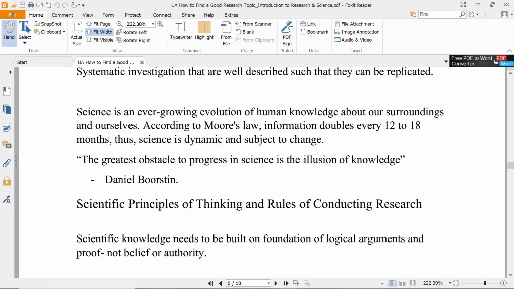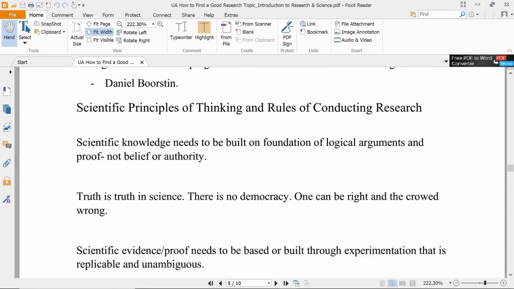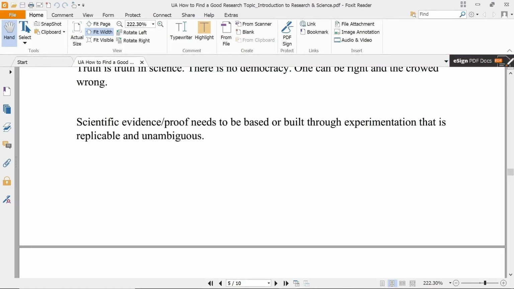Yeah. So let me talk about the scientific principles of thinking, or rules of conduct in research. Science needs to be built on the foundation of logical arguments and proof, not belief or authority. So science is built on objective, rational, logical knowledge. Not beliefs, not authority. Truth is truth in science. There is no democracy. One can be right and the crowd can be wrong. Okay, that's self-explanatory.